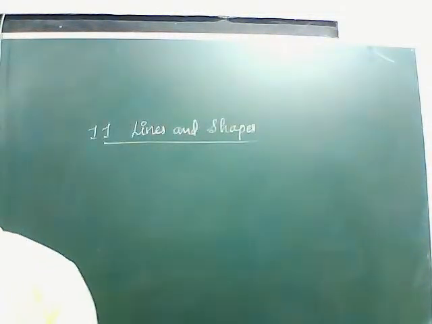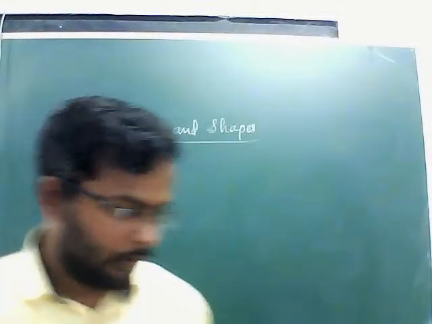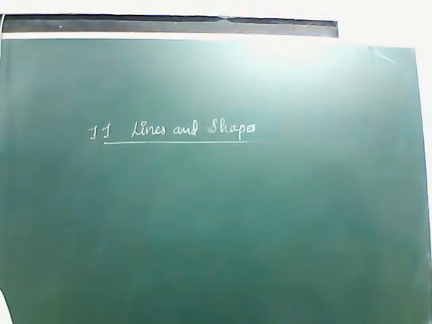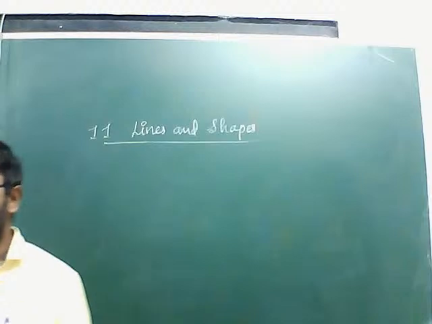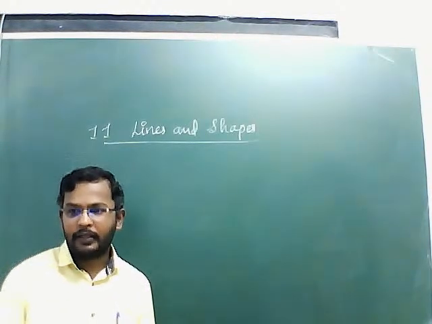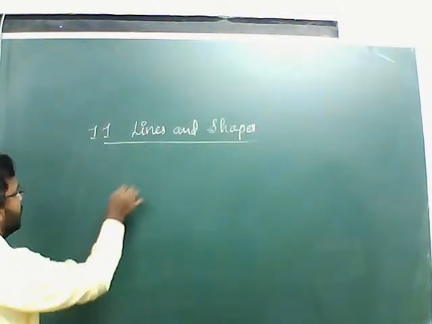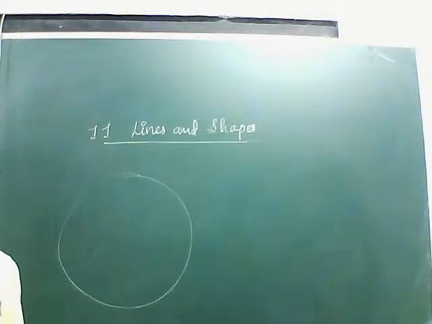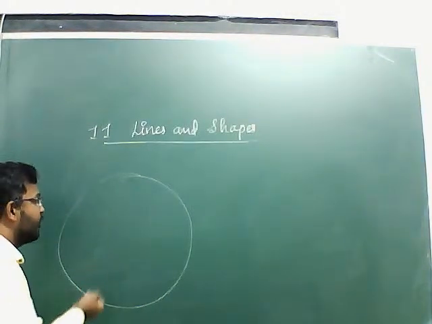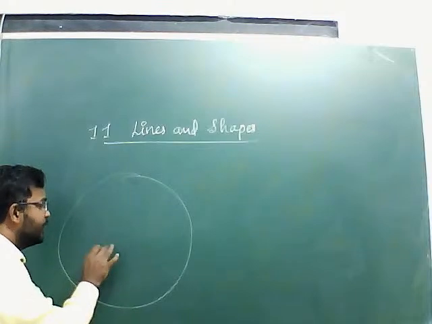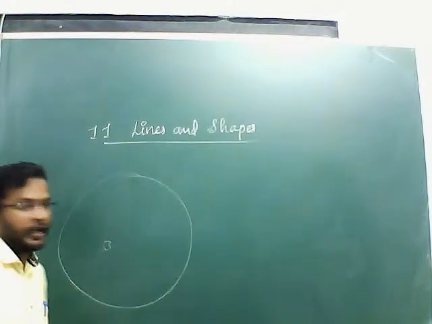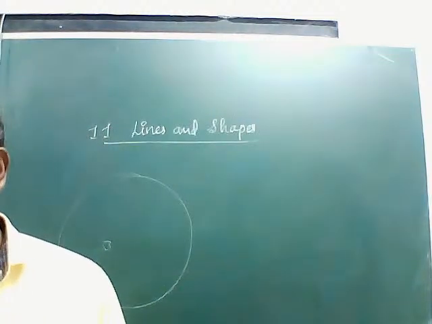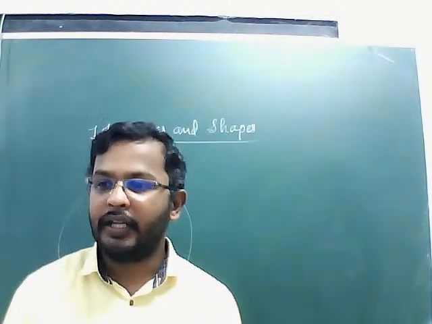Okay, so we'll start with our new chapter, that is lines and shapes. Now, you might have seen Google Maps, right? In Google Maps, suppose somewhere we have Uppervai. Let us take this as Uppervai. Can anyone tell me what we use to locate that Uppervai?